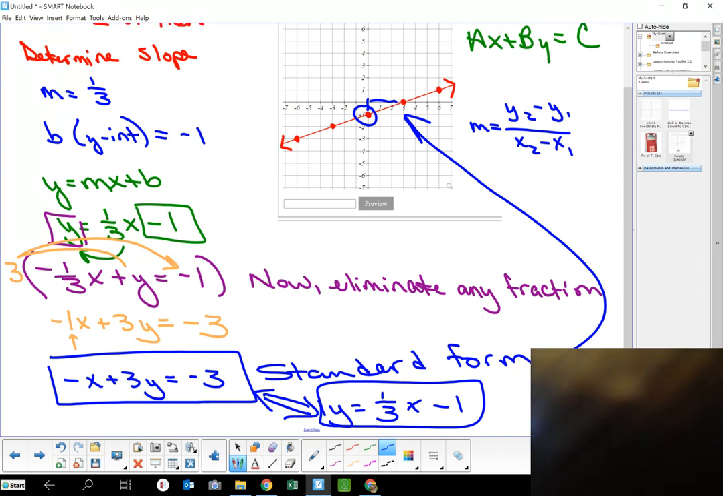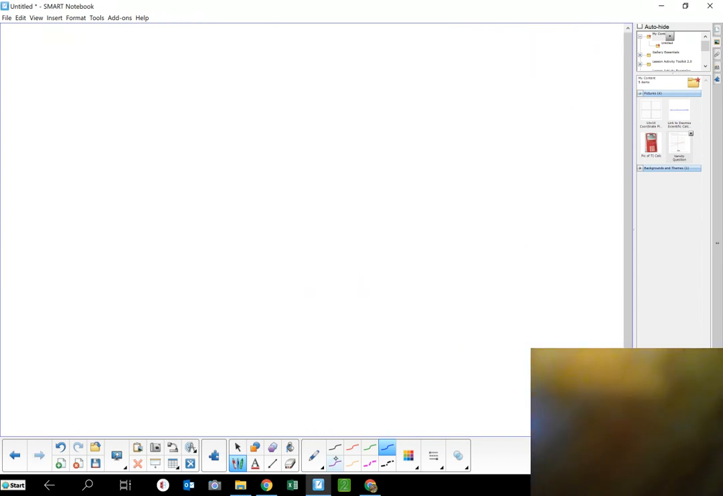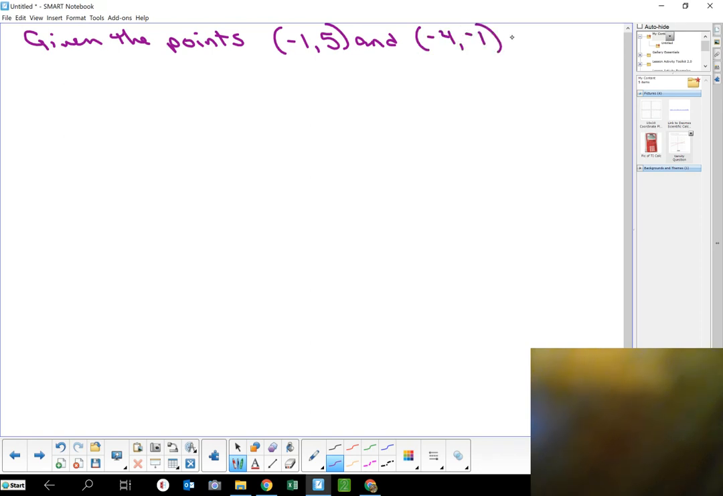Next, let's see another way that they put this question into Varsity, and this is just testing your ability to manipulate information. It says, given the points -1, 5, and -4, -1, find the equation of the line in standard form.